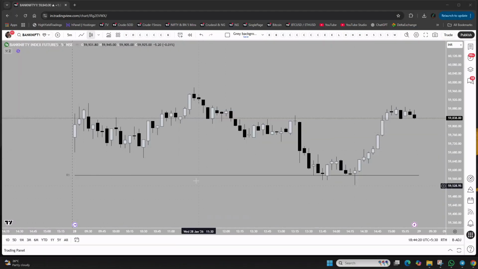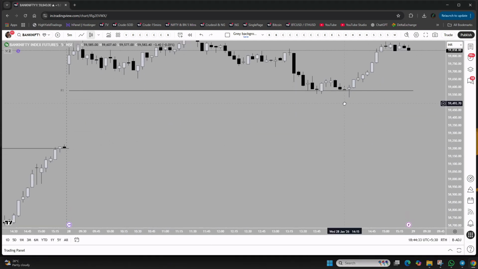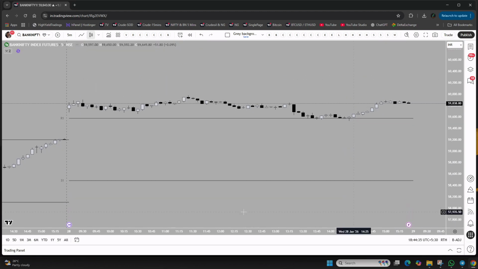All right. So as you see here on the top left corner, this is the 5 minutes time frame of the Bank Nifty chart for 28th Jan 2026. That is today, right? So here are the two lines, R1 and S1. And as you see here, we did not get any candles between R1 and S1. What actually happened is the first candle of the day opened above R1.